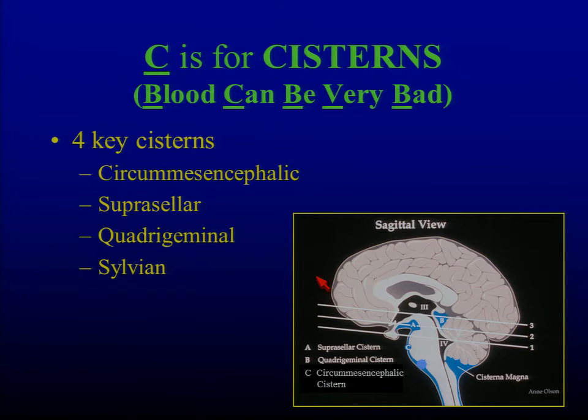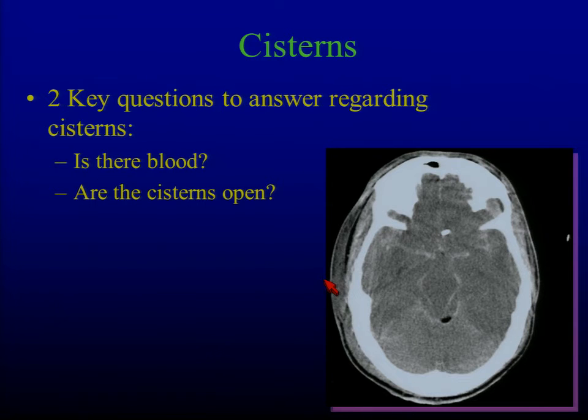So we move on to cisterns. There's 4 that I care about, like I said: circummesencephalic, suprasellar, quadrigeminal, and sylvian. What am I going to look at them for? Well, ironically, I'm going to look for blood again because subarachnoid hemorrhage is one of the ones that we tend to miss as emergency physicians.